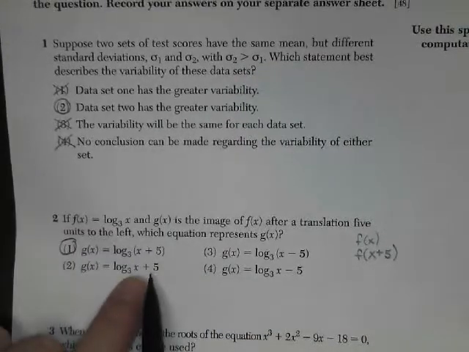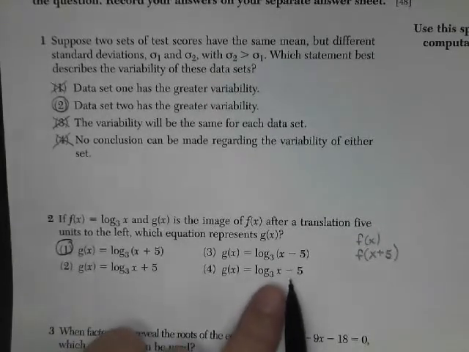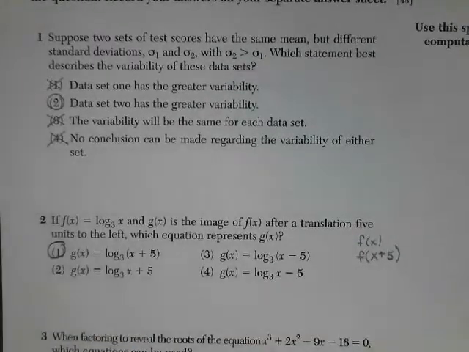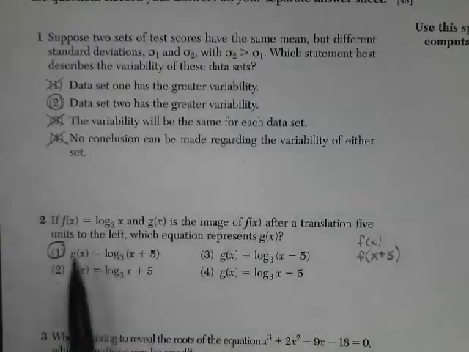This one would be a vertical shift up 5, this would be a shift right 5, and this would be a vertical shift down 5. Remember, all things horizontal happen backwards, so even though plus 5 would seem like it's to the right, it's actually to the left.